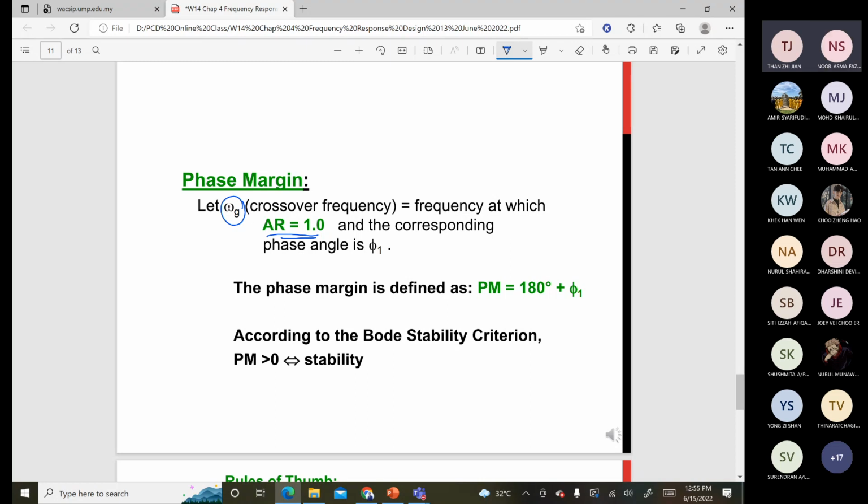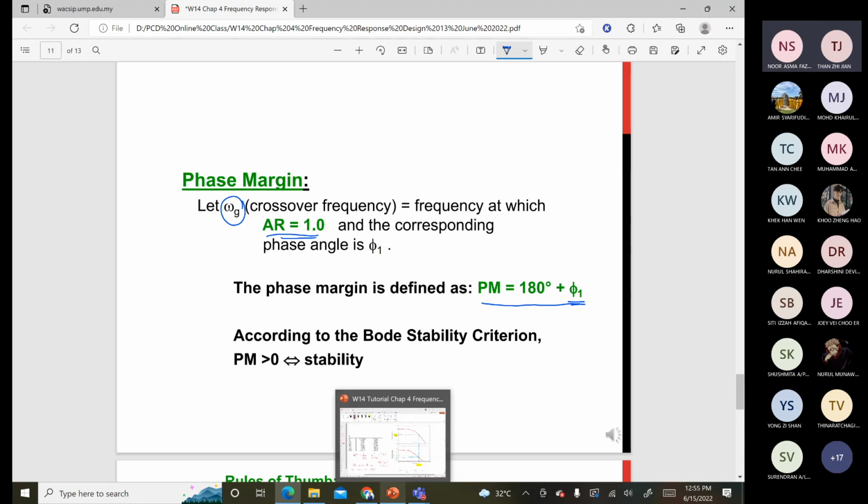And then once we obtain the AR, we will do the plotting again to find what is the angle corresponding to the AR. To calculate the phase margin, PM equal to 180 plus the angle. If we have the phase margin greater than 0, then that means your system is stable. So this is another criterion. Before, this was the gain margin. Now it's based on the phase margin.